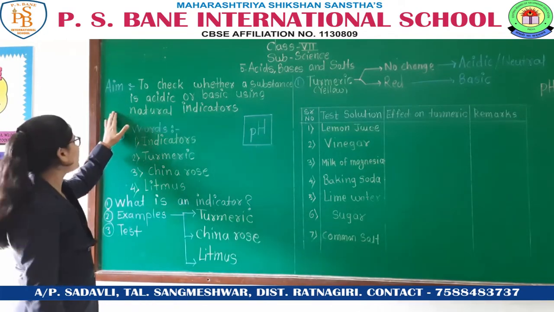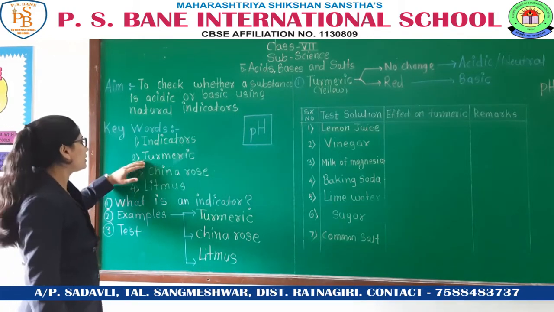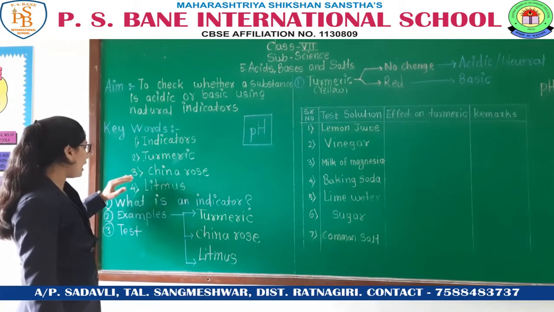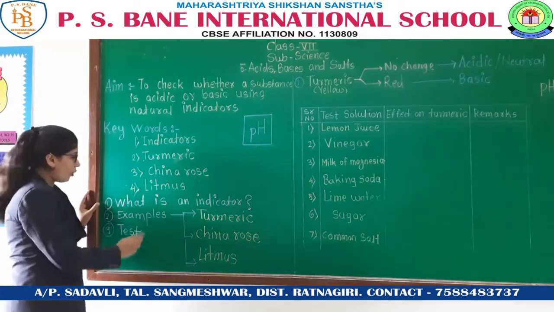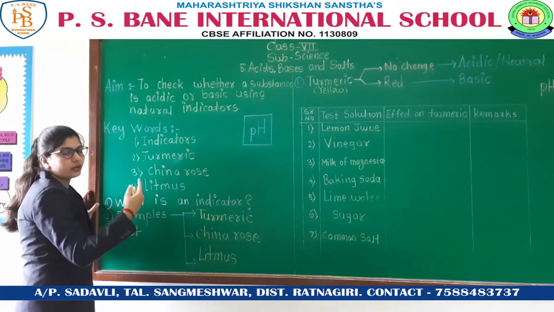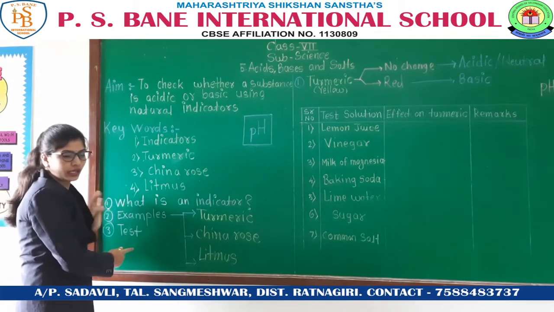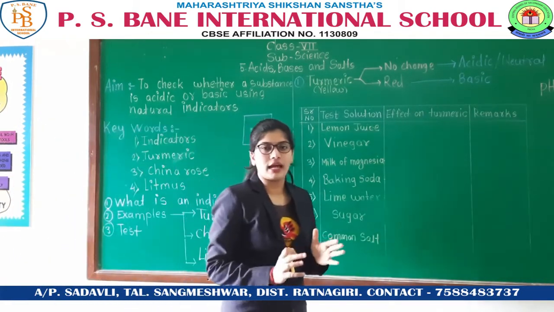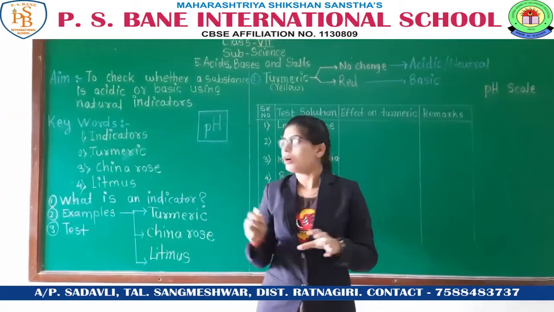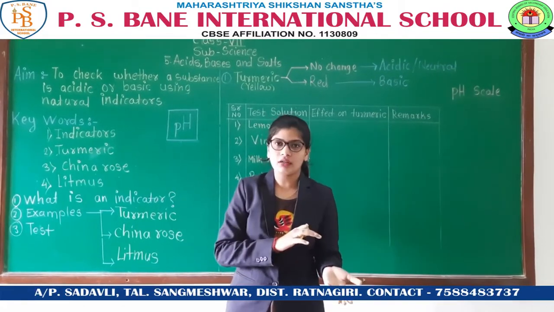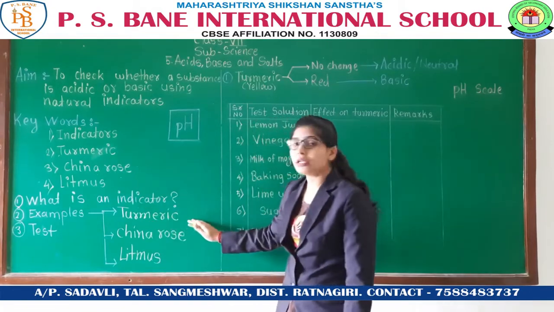Having completed the aim, now write the keywords of this session: indicators, turmeric, China rose and litmus. I have written here some points: what an indicator is, the examples of indicators, and our test. Indicators are the substances we use to check whether a solution is acidic or basic in nature. So first we will start with turmeric.